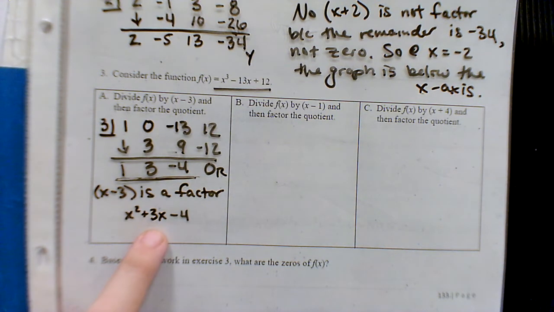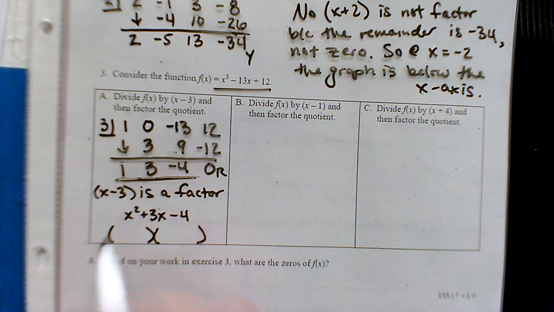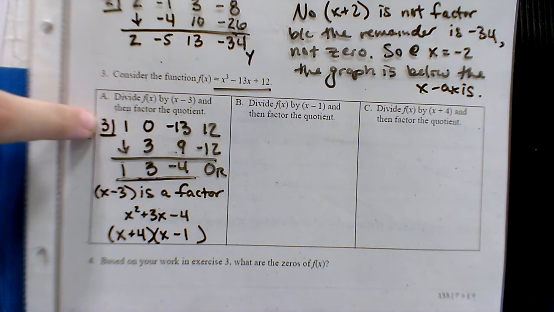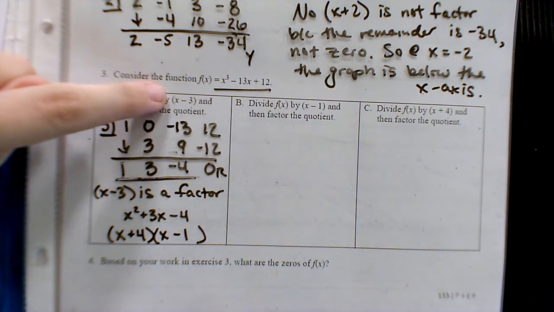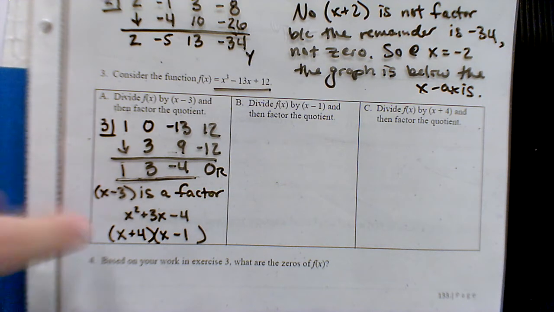Can we factor that quotient further? Can you think of two numbers that multiply to -4, add to 3? 4 and -1. Okay, so notice how if we can figure out one factor, x minus 3 in this case, we can figure out the other ones by factoring the quotient a little bit further using those factoring techniques.